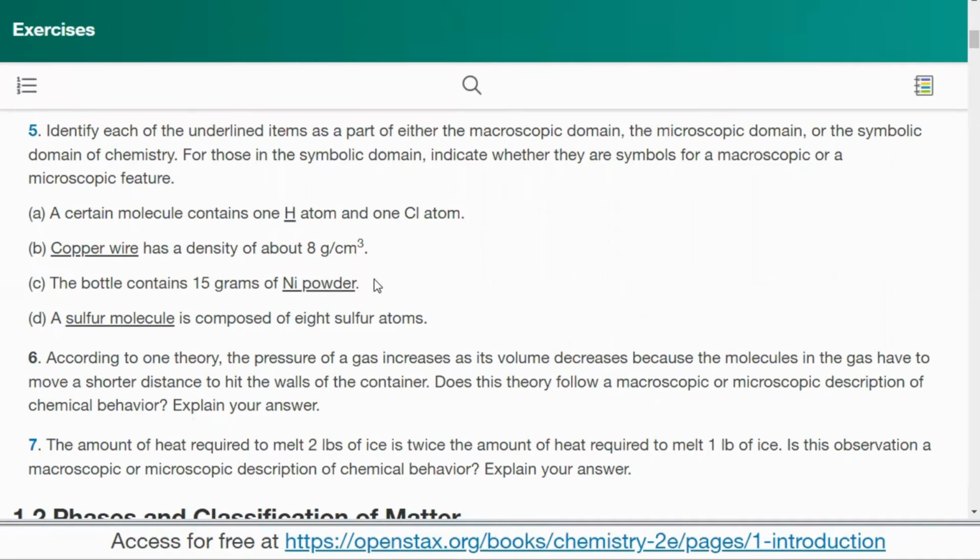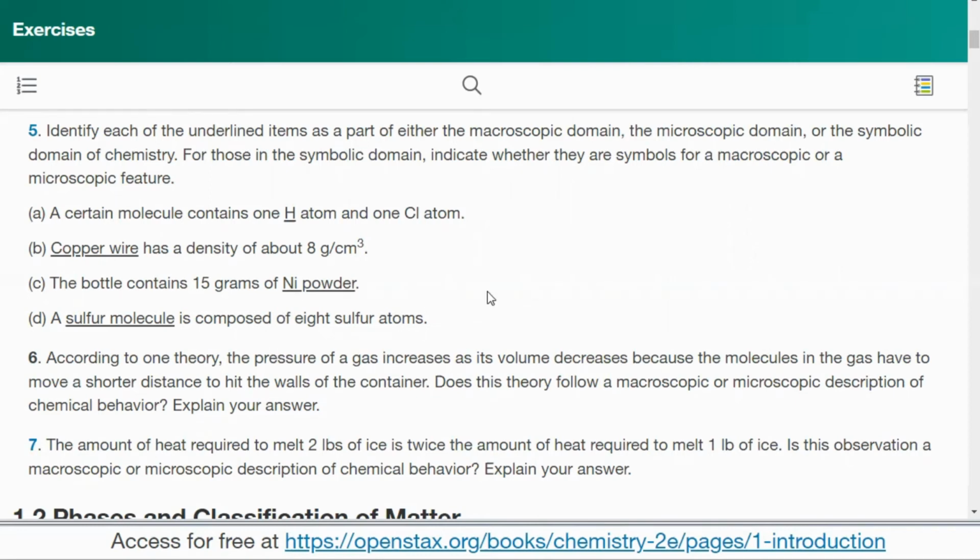The bottle contains 15 grams of Ni powder. Ni, I believe, is the symbol for nickel. And since we can observe that it is powder and that it's 15 grams, we can weigh it. I put this, first of all, I'd say that this is symbolic, since it uses a symbol from the periodic table, and it is a macroscopic feature. So let's look at the answer key. C, it is symbolic and macroscopic.